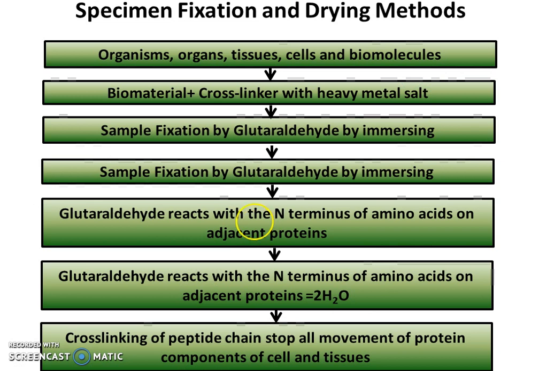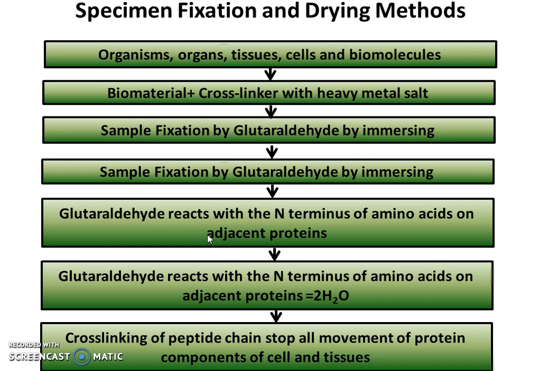So if you look at the fixation and preparation of biomaterial as a sample, you will find various types of organisms, organs, tissues, cells, and biomolecules. They are used for detection by means of SEM. So these biomaterials are cross-linked by means of a cross-linker, and then they are coated by means of heavy metal salt. The fixation of biomaterials takes place by glutaraldehyde, which is a dialdehyde, and sample fixation takes place by immersing the whole sample in glutaraldehyde.